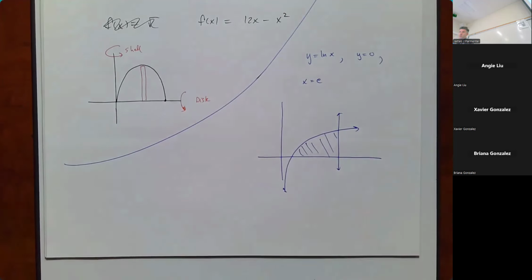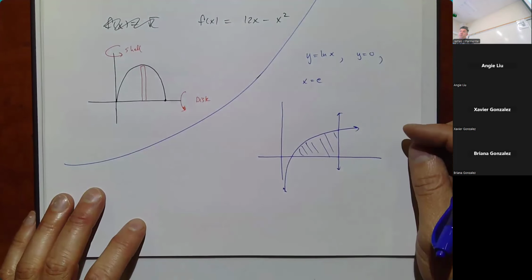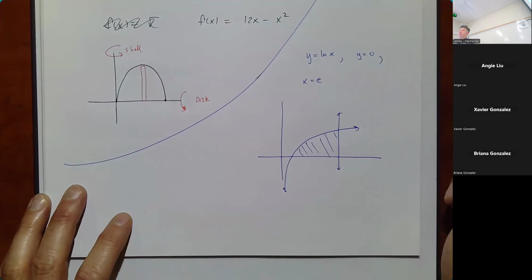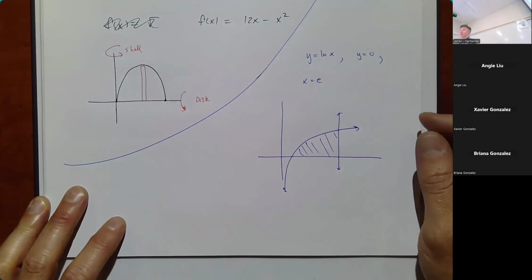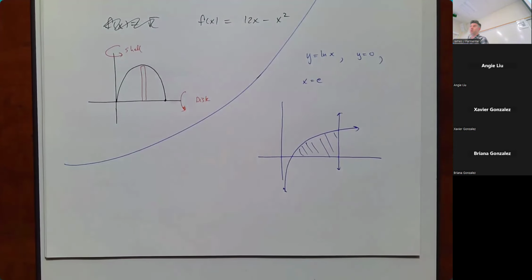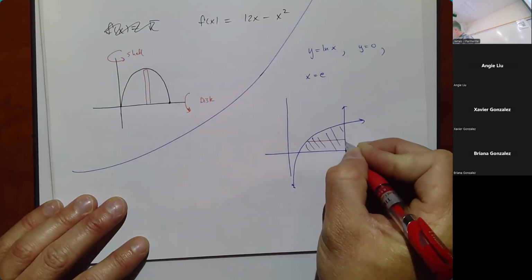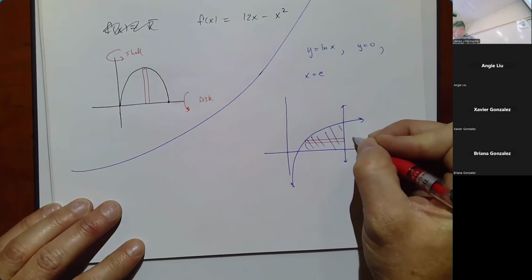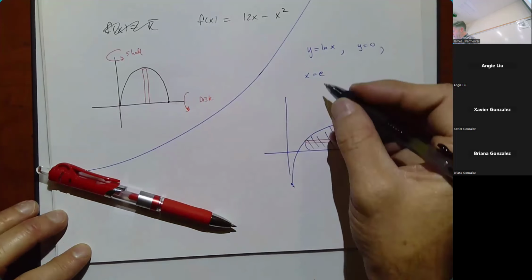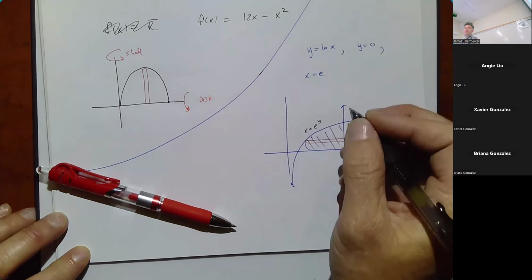You could technically use a vertical strip here, but integrating natural log of x is kind of terrible. I would rather not integrate natural log of x. And so if I do things in terms of x, I'm going to end up having to integrate the natural log of x, or maybe even the natural log of x squared, which is kind of awful. So I would actually choose to use a horizontal strip here so that my right-hand function is x equal to e. And my left-hand function, instead of writing y equal to the natural log of x, I'm going to think of that as x equal to e to the y.